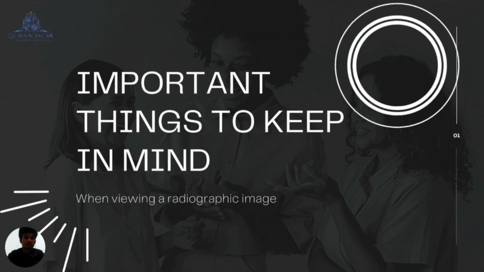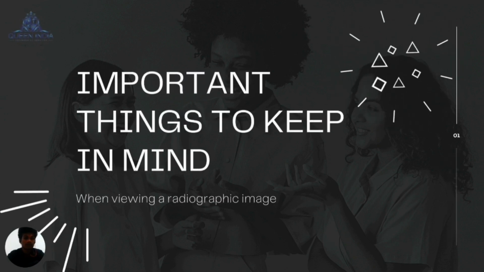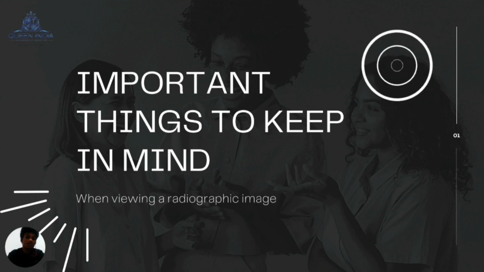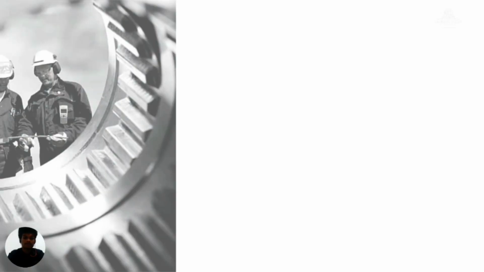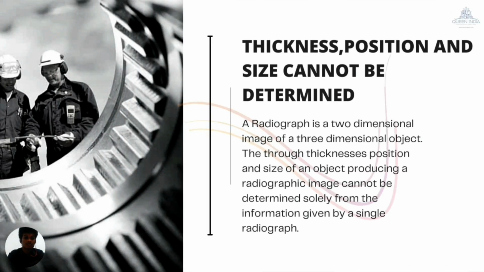Next, important things to keep in mind when viewing a radiographic image. First, thickness, position and size cannot be determined. When we are inspecting a material with radiographic testing, we can identify whether the material contains a defect or not, but we cannot find the thickness, position and size of that defect in that material.